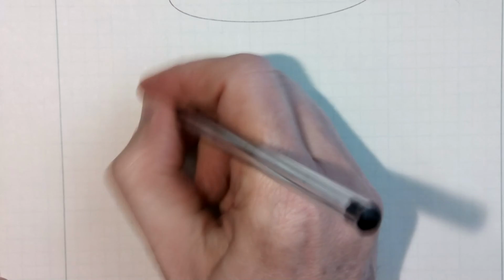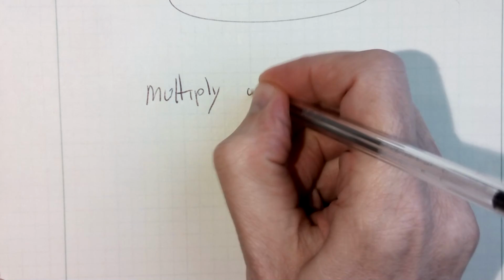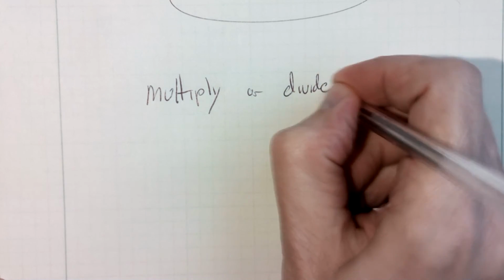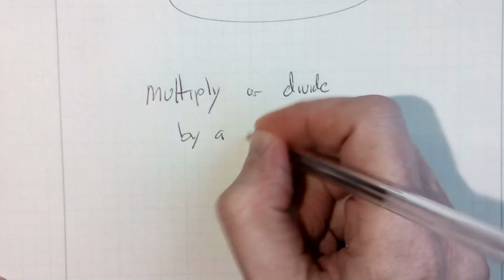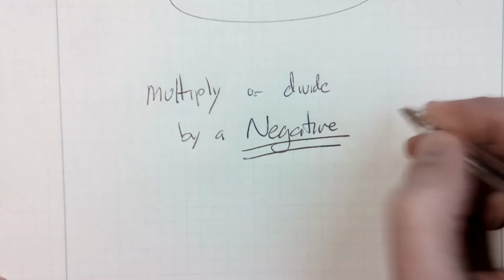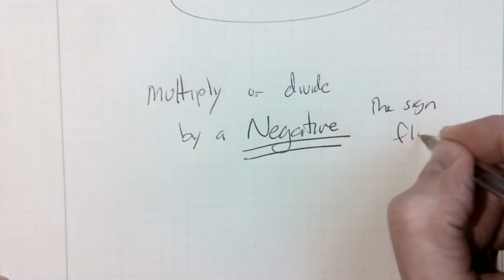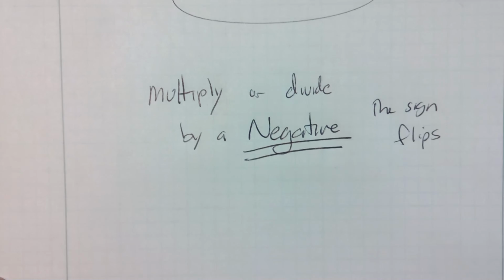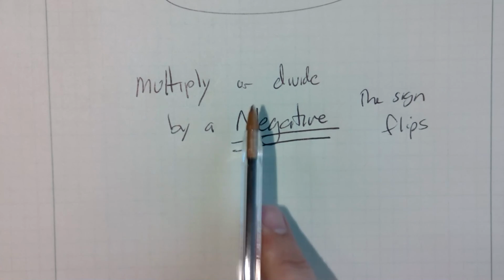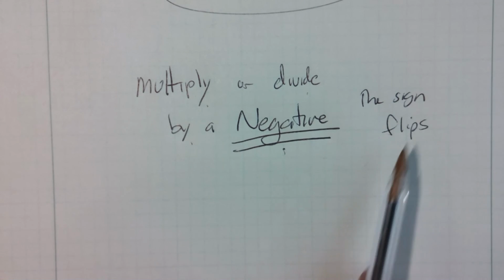If you multiply or divide by, now this is the important part, negative, the sign flips. So write that down. When you multiply or divide by a negative, the sign flips.